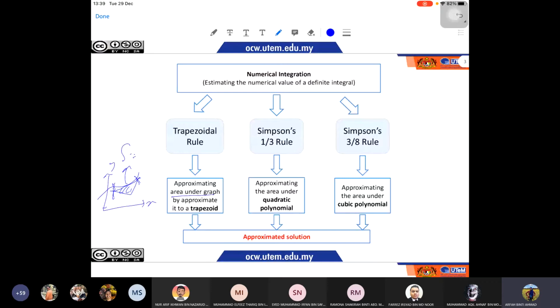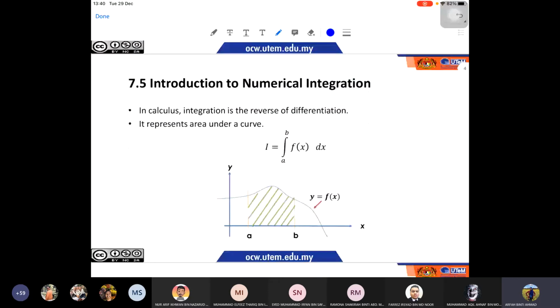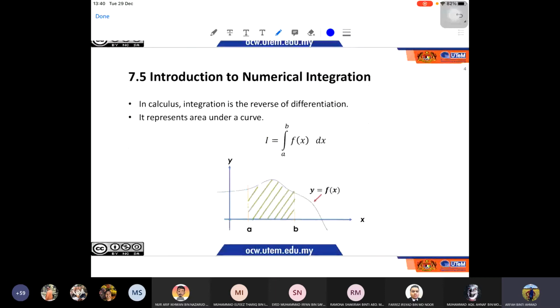Okay. For Simpson 1/3 rule, approximating the area under the quadratic polynomial, and for Simpson 3/8 rule, kita akan gunakan cubic polynomial function. So yang ini akan ada x kuasa 2, this one you have up until x kuasa 3 for the function. So kita akan tengok apakah yang dimaksudkan dengan area under the curve.